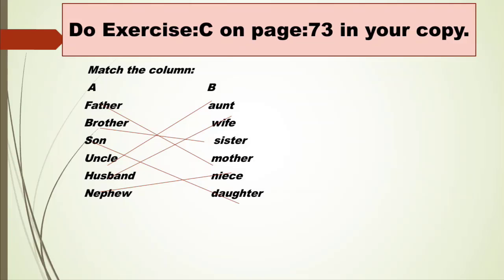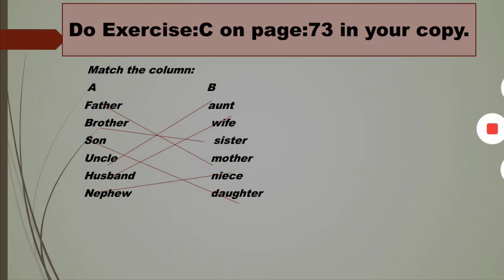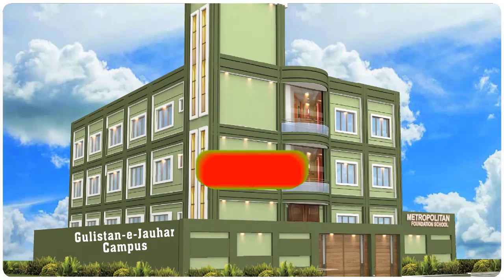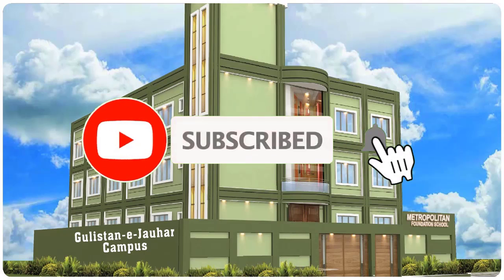Okay, students, you have to do this exercise in your English A copy. It's a match the column. Firstly, you have to do the question answers of this unit. Then you have to do the match the column in your English A copy.